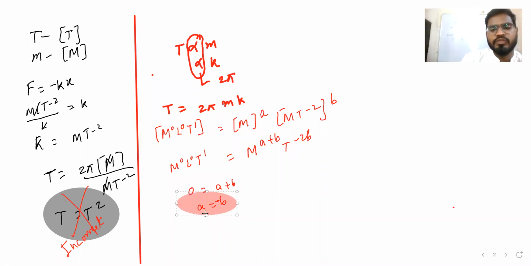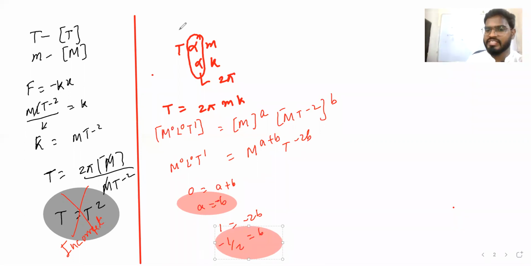Next we can say what, guys? Here is minus 2B and time is 1, T is 1, is equal to minus 2B. So B is equal to minus 1 by 2. B is equal to how much here? Minus 1 by 2. So A is equal to plus 1 by 2. So A is equal to plus 1 by 2. That's it.